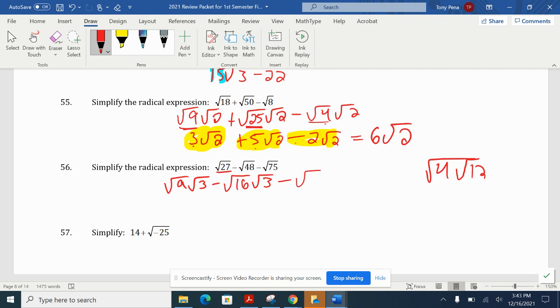For 75, I think that one's pretty obvious. I think we'd all get that pretty quickly. That's a 25 and a 3.